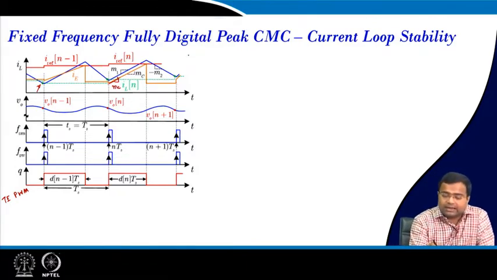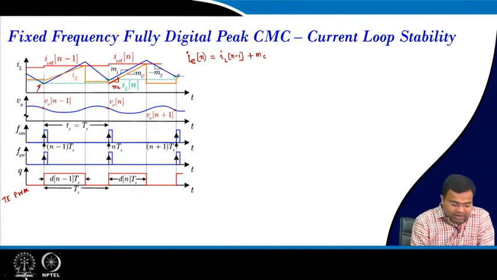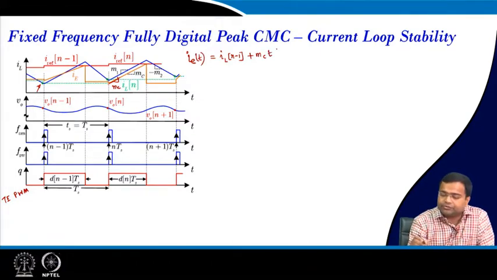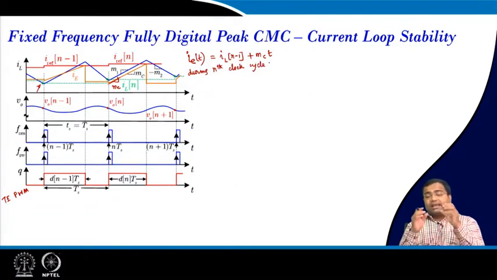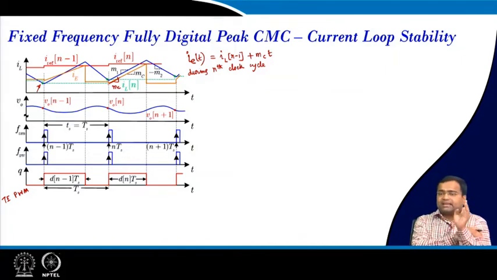That means we are getting the emulated current for the nth cycle, equal to the inductor current of the n minus 1 cycle plus MC. Because we want to emulate the current, I would say emulated current in the time domain will be MC into T, and this is during the nth clock cycle. So we are taking the initial value from the previous cycle, and the current cycle will use this ramp and update it.